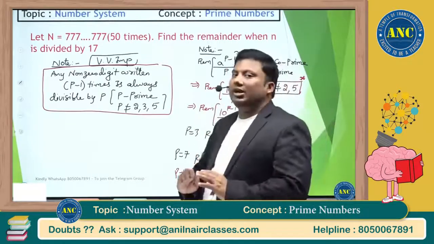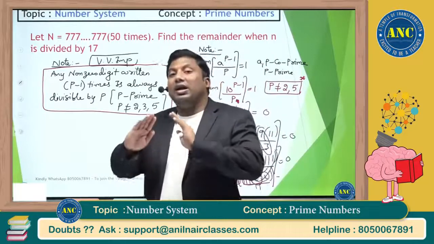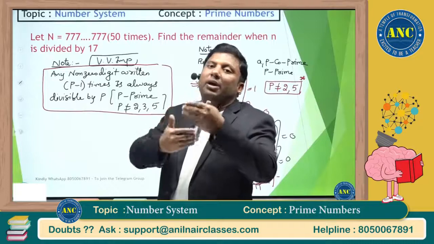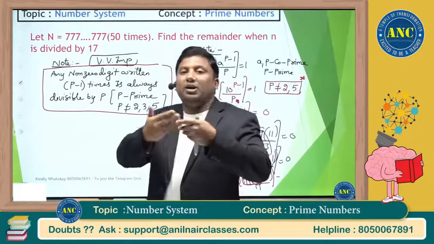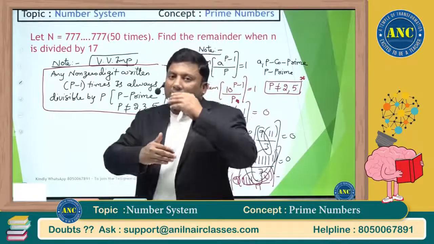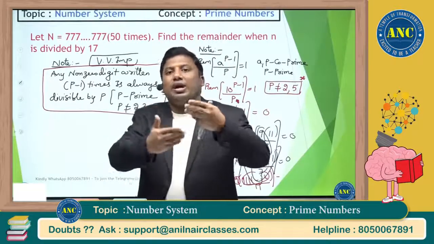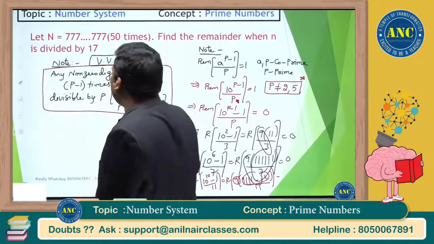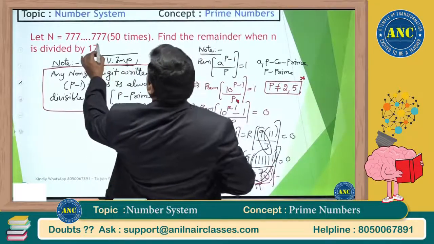If the denominator contains a prime number, the numerator digit should be repeated p minus 1 times for it to be perfectly divisible. If the denominator p is a prime number, non-zero digits should get repeated p minus 1 times. P minus 1 times.